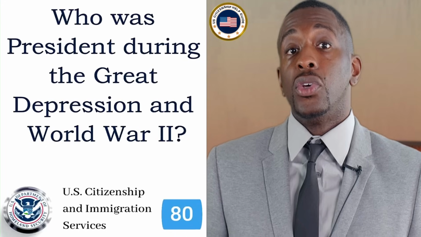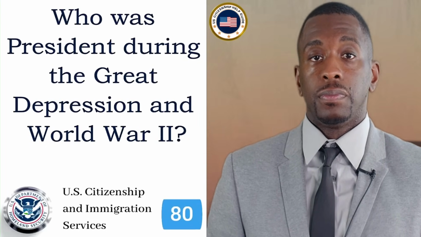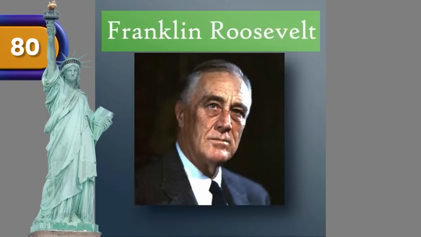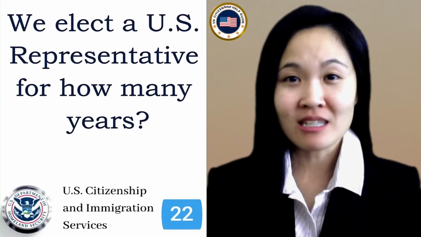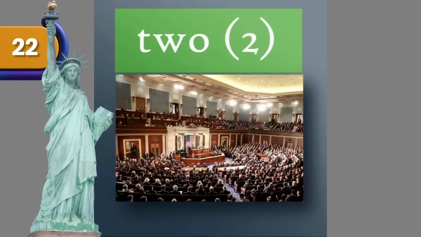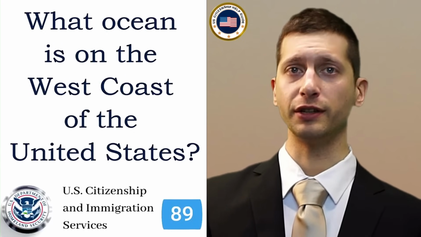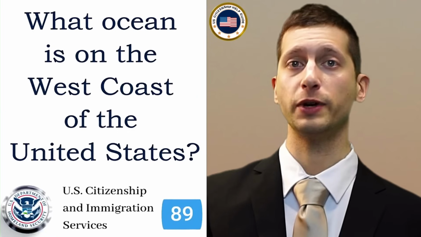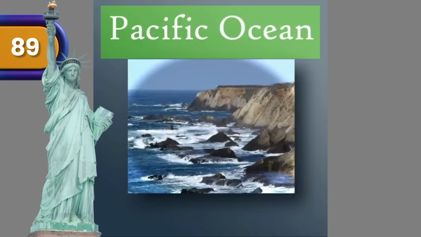Who was president during the Great Depression and World War II? Franklin Roosevelt. We elect a U.S. representative for how many years? 2. What ocean is on the west coast of the United States? Pacific Ocean.